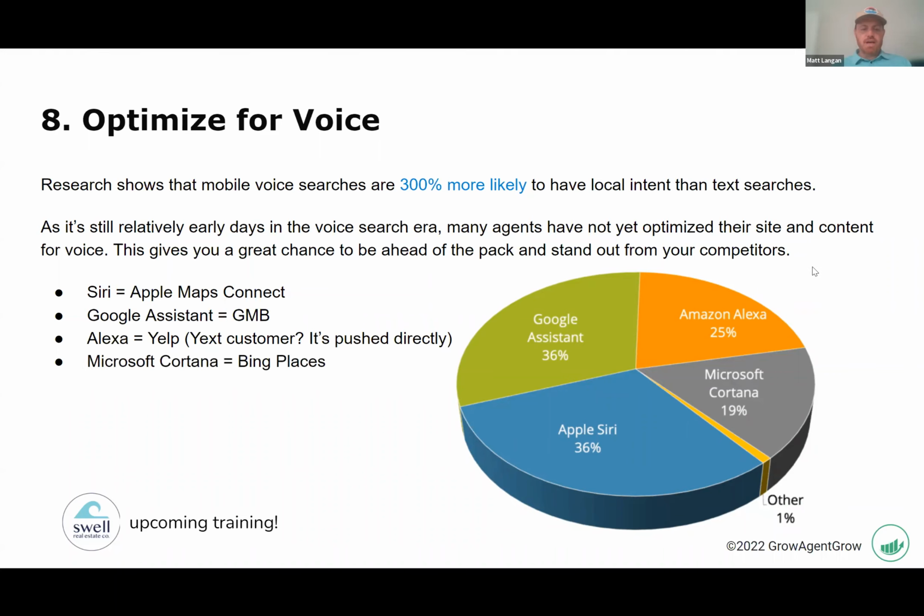Yext is yext.com. If you're a Yext customer, they actually push it out directly for you. And then Microsoft Cortana: I mentioned Bing Places a few slides ago when you're building out your business listing. Microsoft gets it from Bing Places. So again, a whole other side that you have to look at doing. At Bing Places, you can go there, create a listing, verify, and start getting to work on that too.